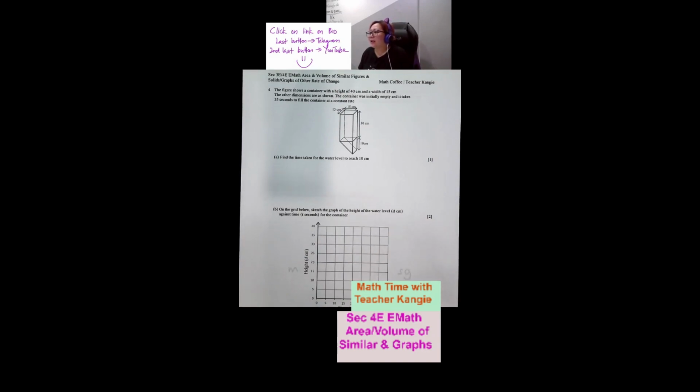Okay. We are left with 2 questions, question 4 and question 5. And today I think maybe we might end early. So how? Anyone know the answer for question number 4A? It's just a 1 mark question. Are you able to get the 1 mark? How? Anybody able to get this 1 mark? Find the time taken for the water level to reach 10 cm.